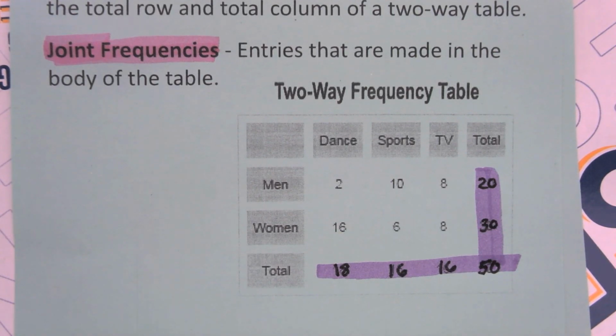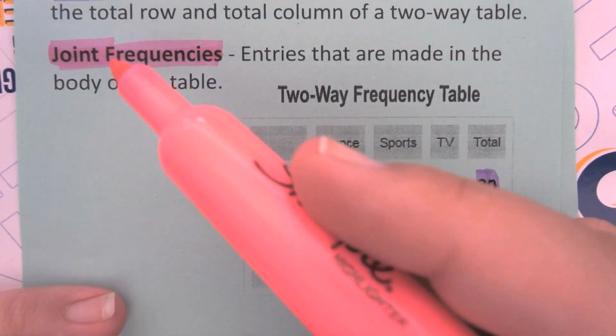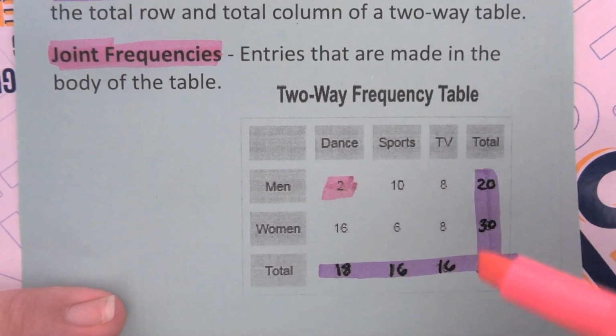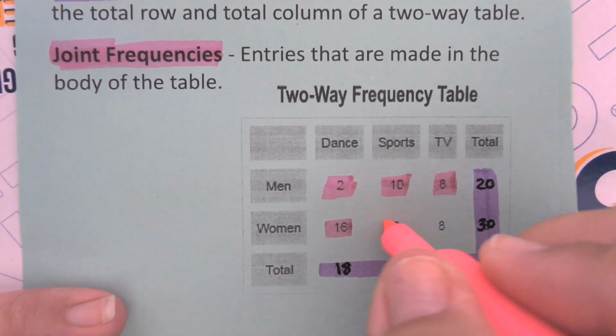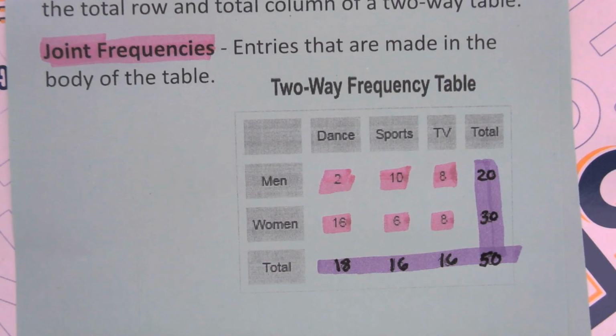Then we have the joint frequencies. It says those are the entries that are made in the body of the table. So if I'm looking at the other ones, they're called joint because joints usually connect two things. So here, these two people are the men that also chose dance. And then these 10 people are the men that chose sports. And then the men that chose TV are these 8. And then we have the same thing with women. So each of these numbers that I'm highlighting are called joint frequencies because they represent two pieces of information at the same time. Now we're going to use this table that we just highlighted as a basis for the next page when we create some relative frequency tables.